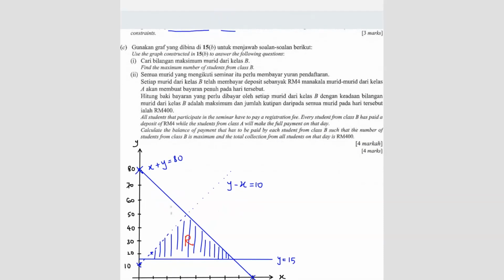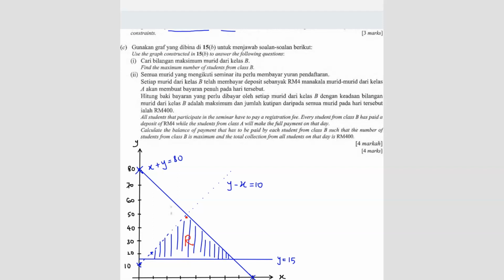Now next question, it says find the maximum number of students from class B. So class B is the y value, right? So where is the maximum? Of course this point here would be the maximum, but we can't use that point because this is a dash line. It's a dash line, so we should not include that point. So we should go 1 point lower, somewhere here.